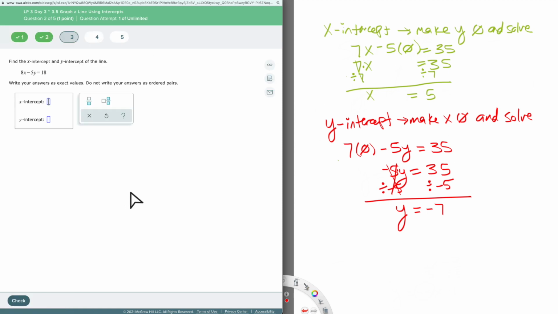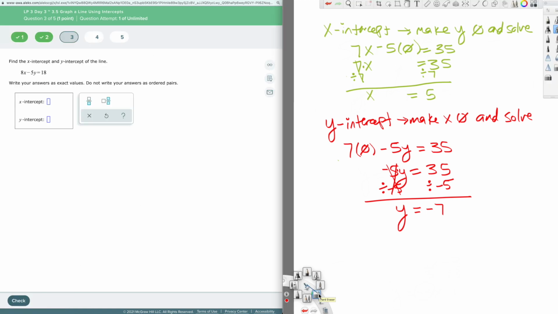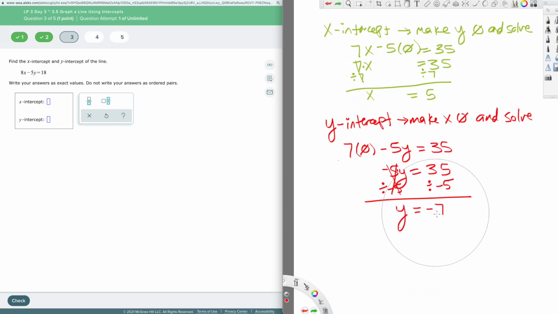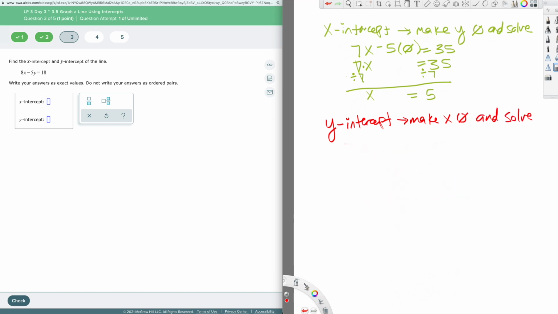So we're going to do the same thing on this guy. Perfect. All right, so let's go to green. We're going to do the x-intercept first. So I have 8x minus 5 times 0 equals 18. So 8x minus 0, I don't have to put that, I can just go to 18.